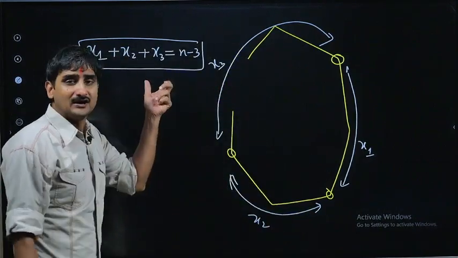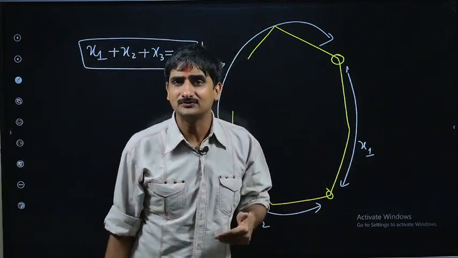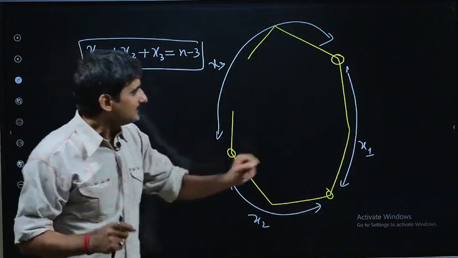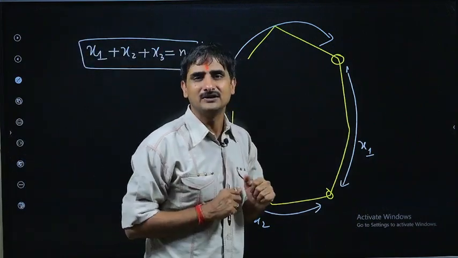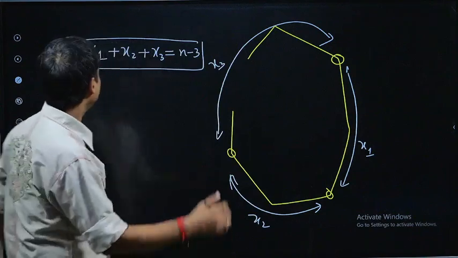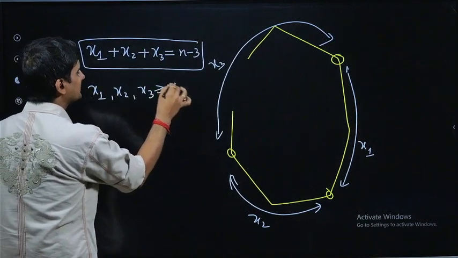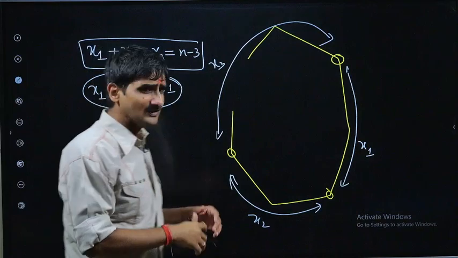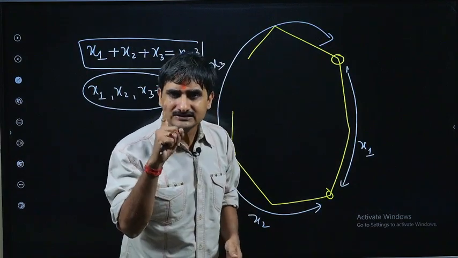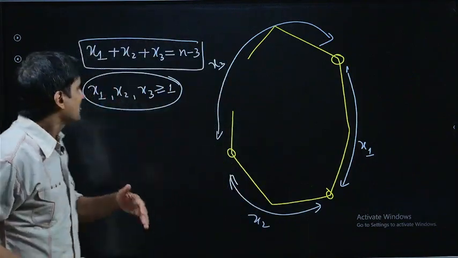Now we don't want 2 adjacent or consecutive vertices to be selected, because if you select 2 consecutive vertices, you will actually be selecting a side of the polygon. So you can't select a vertex which is just adjacent to this one. That means x1, x2 and x3 should be greater than or equal to 1. There has to be a gap of at least 1 vertex between these 2 vertices which we have selected.